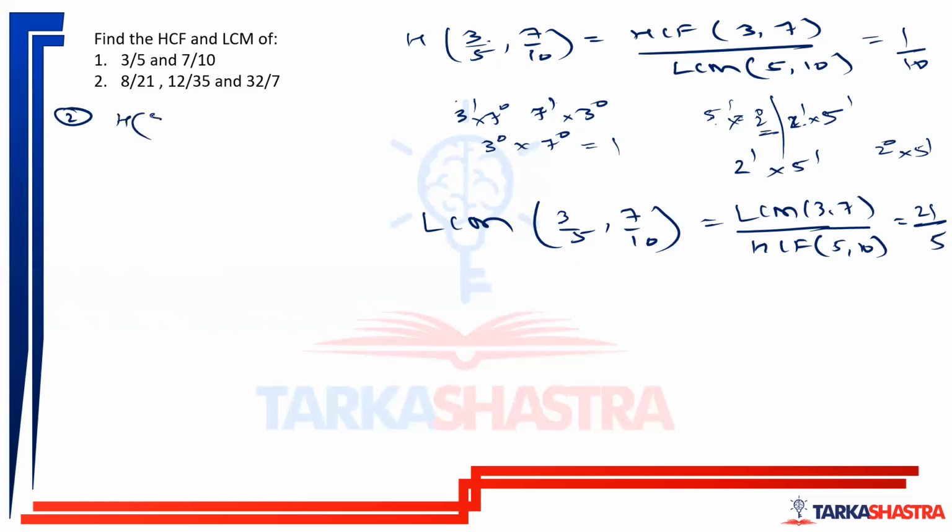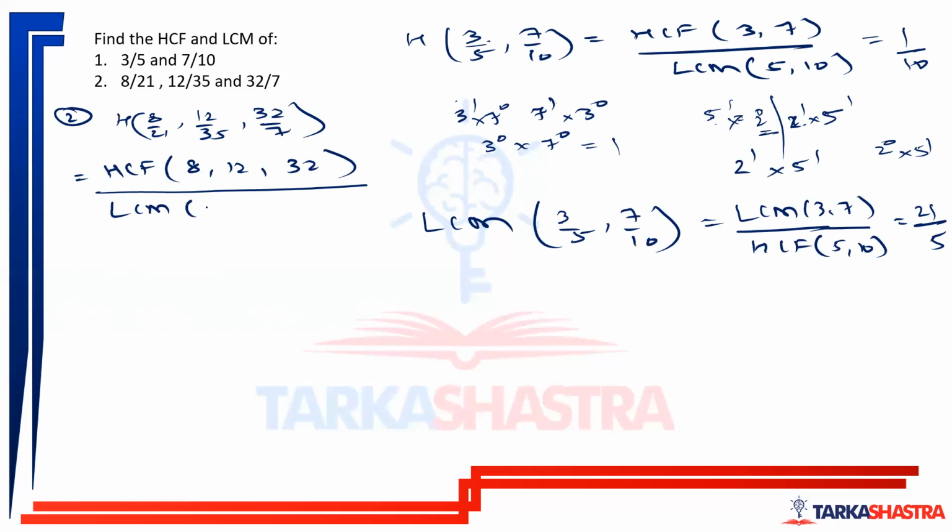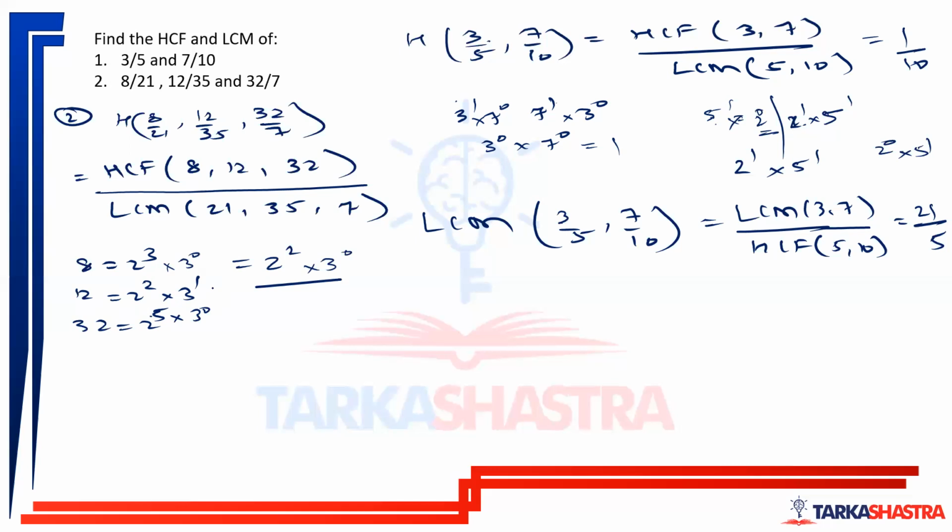So let us find out HCF of 8/21, 12/35, 32/7. It is going to be HCF of the numerators, which is 8, 12, 32, upon LCM of the denominators, which is 21, 35, 7. Now 8 is what? 2 cube. 12 is what? 2 square into 3 to the power 1. 32 is what? 2 to the power 5. So how much will the HCF be? 2 cube, 2 square, 2 raised to 5, the smallest power is 2 square. 3 raised to 1 is there, 3 raised to 0, 3 raised to 0, the smallest power is 3 raised to 0. So this is the HCF.